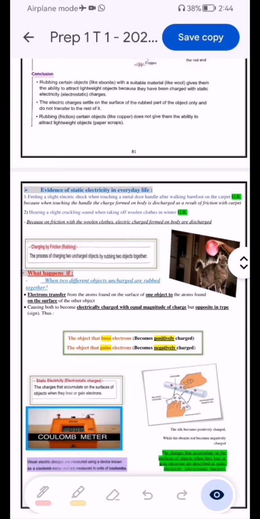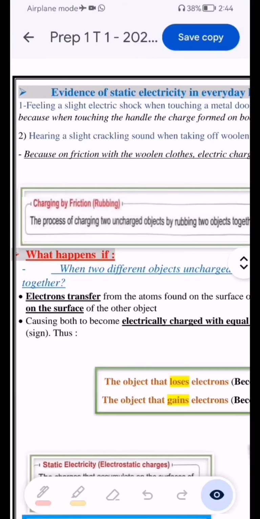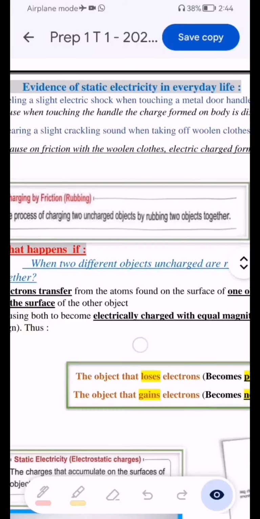And we said this type of charging is called charging by friction. It's a process of charging two uncharged objects by rubbing them together. We have two uncharged objects. They are neutral. When we rub them, some charges transfer from one to the other.